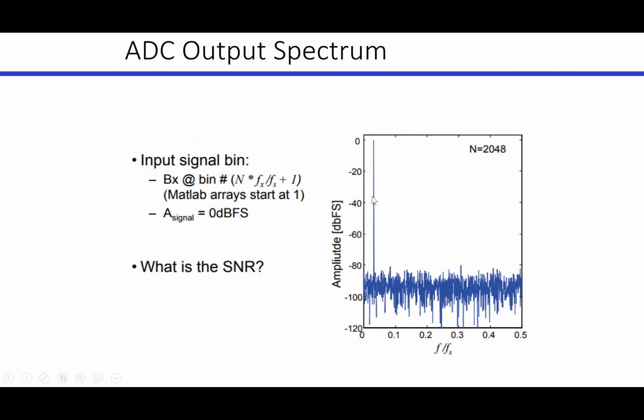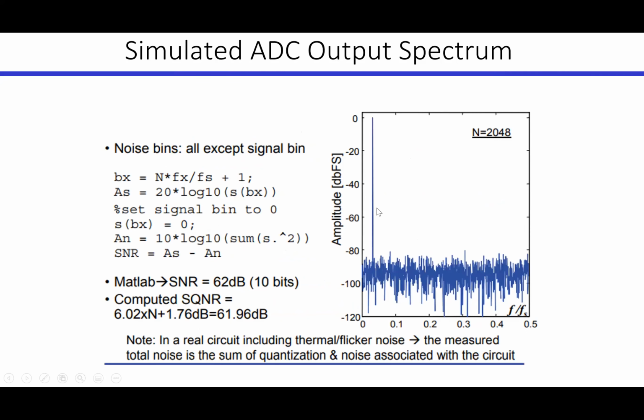Here the signal bin came at this value. This code shows you how to calculate the SNR. Basically, we found the signal bin, and here you found the power at the signal bin. Any other bin within the range is considered noise. Therefore, to find the noise power, we sum all the other bins except the signal bin. And the SNR is the difference between the signal power and the noise power in dB.